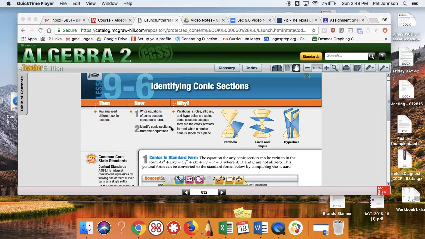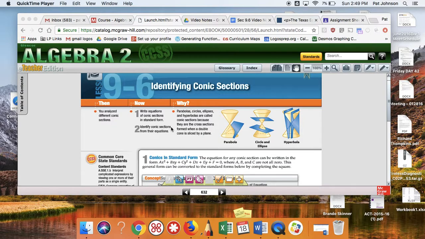Hi there, this is 9.6, identifying conic sections. So, we've been learning about conics, but what is a conic? Were we told what a conic was? No, we just said, well, we have a parabola, a circle, and an ellipse and a hyperbola. Well, how are they formed?